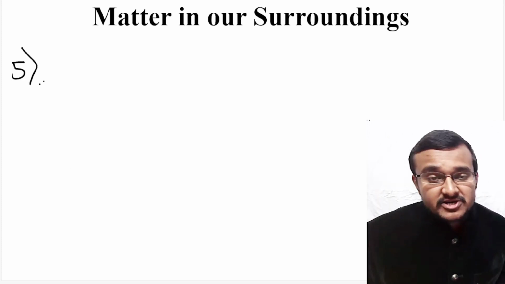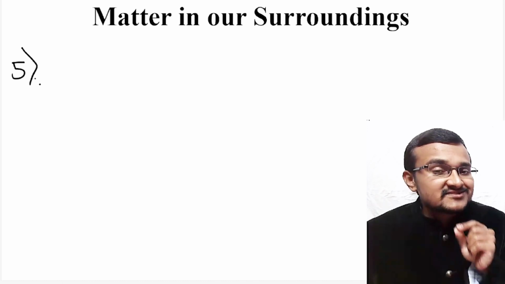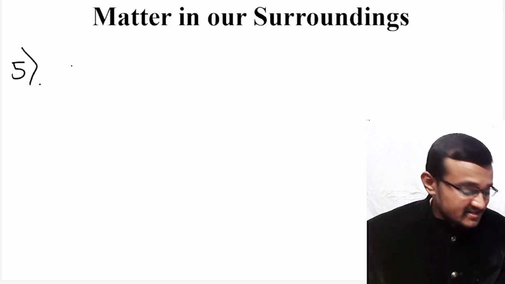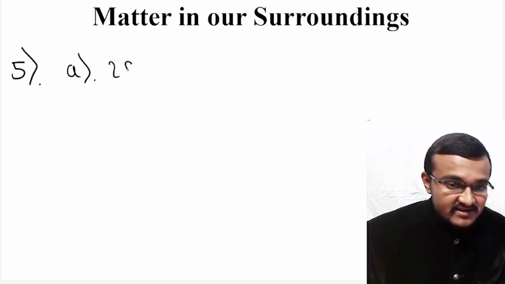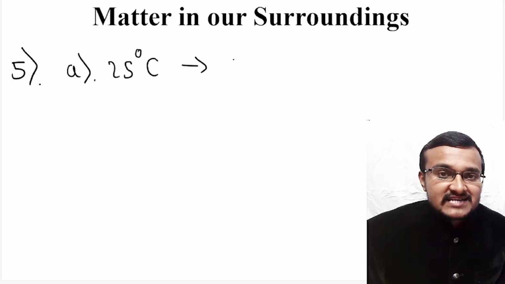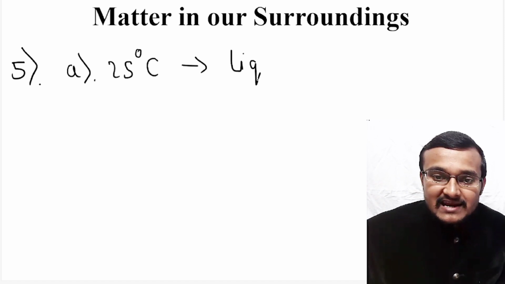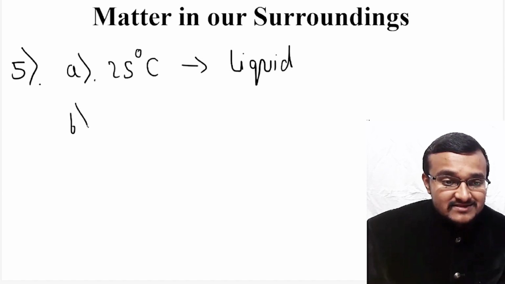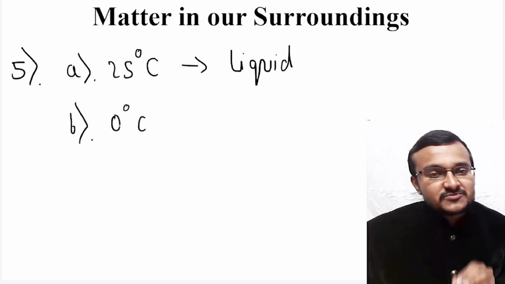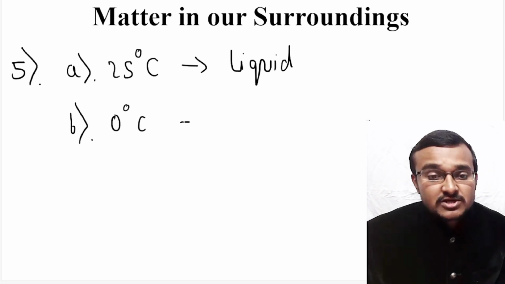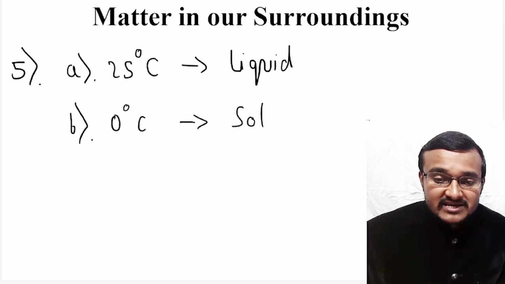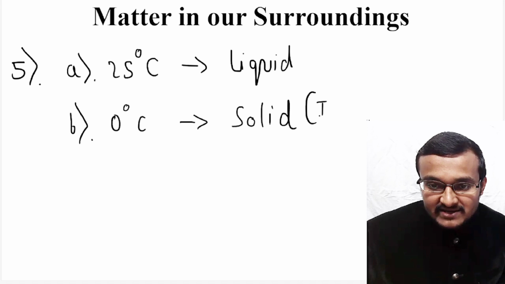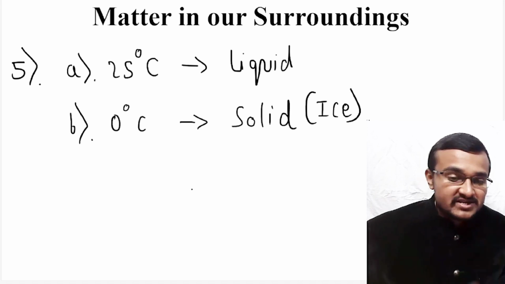Coming to the fifth question in this exercise, what will be the state of water at these temperatures? The first temperature given here is 25 degrees Celsius. At 25 degrees Celsius, water will be in liquid state. That is, water will be just water. For the B question, they have given 0 degrees Celsius. At 0 degrees Celsius, water will be solid in nature, that is ice. So in bracket I am writing ice. So water will be ice at 0 degrees Celsius.